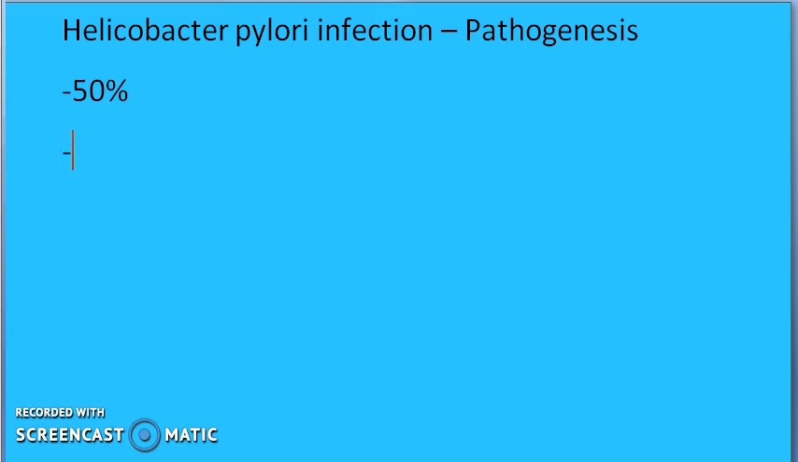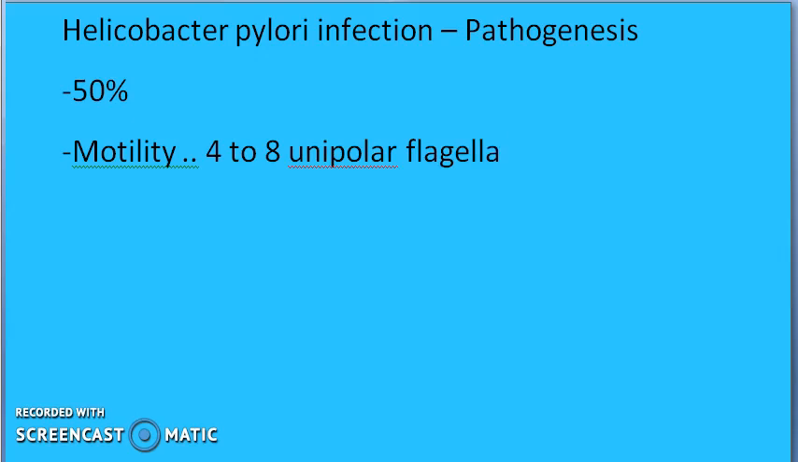It is favored because of the motility of the H. pylori. H. pylori is highly motile. It has 4 to 8 unipolar flagella. We told you, right? It has sheathed flagella, etc. So it is having 4 to 8 unipolar flagella. Did you understand?